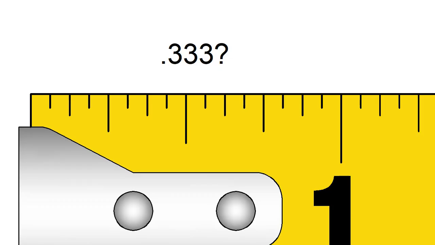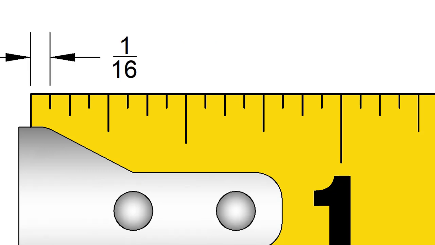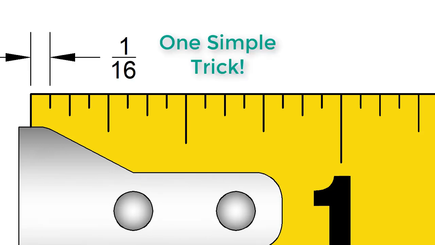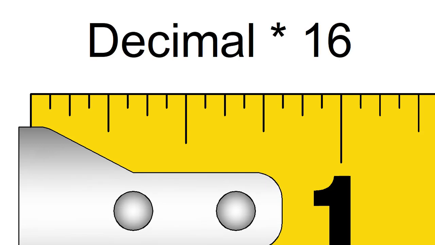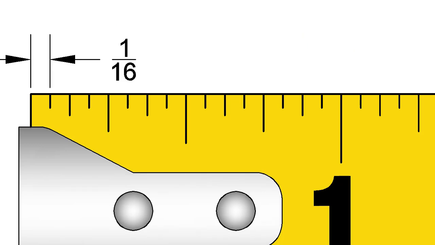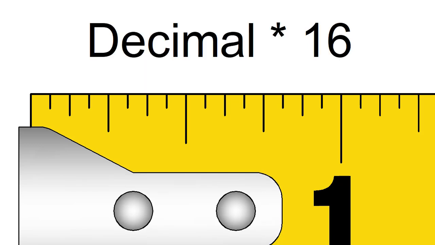Now that we've covered converting fractions to decimals, let's switch gears and look at how to go from decimals to fractions. This method is almost as straightforward once you know one simple trick. The trick is to find the smallest division on the tape measure. On our tape, the smallest division is 1/16 of an inch. Now we will multiply our decimal by 16. That will tell us the number of 16ths that is closest to the decimal.